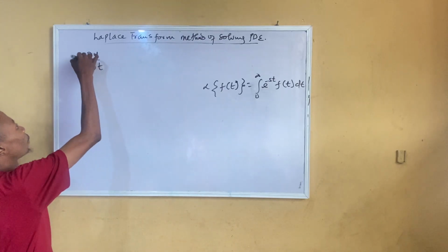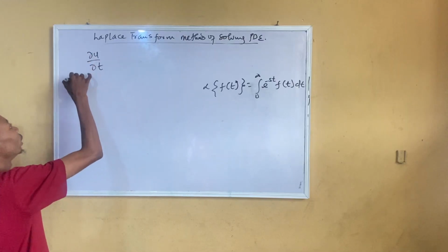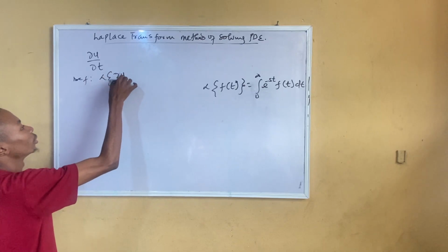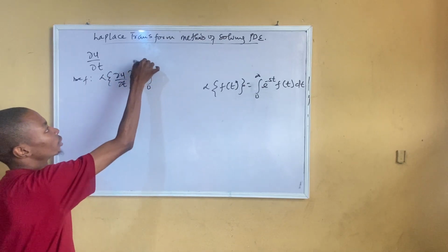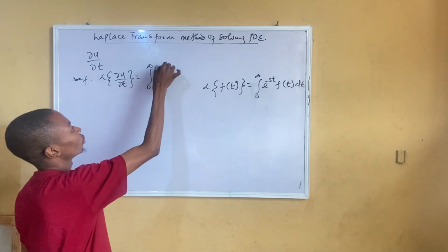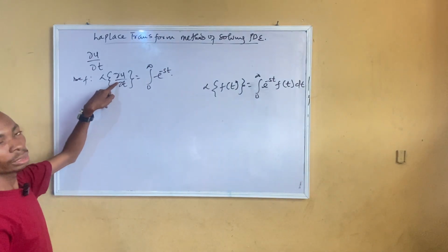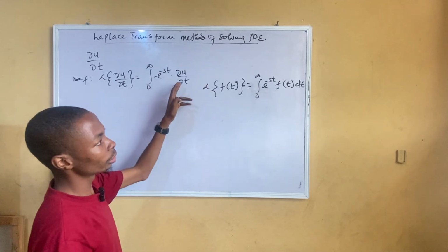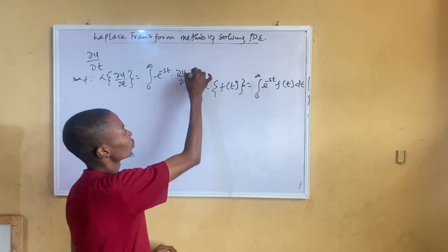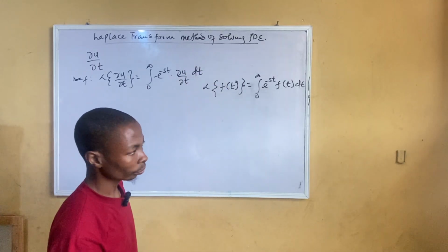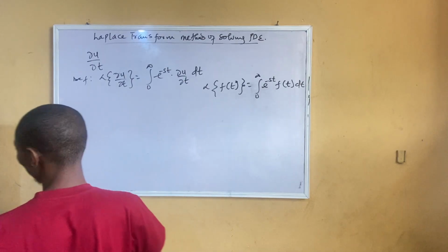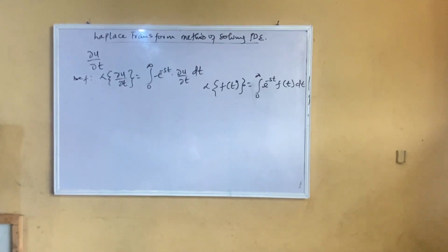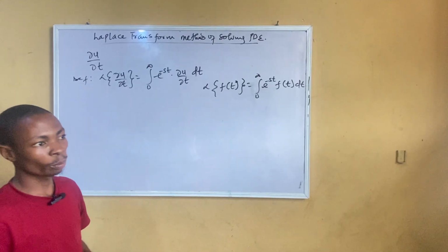So if I want to take the Laplace transform of du dt, by definition, Laplace of du dt will be equal to the integral from 0 to infinity of e to the minus st. Now our f of t is this du dt, so multiplied by du dt. Then I'm integrating with respect to t, so I'll put dt now. So how do we integrate this function? Here we are going to use integration by parts.